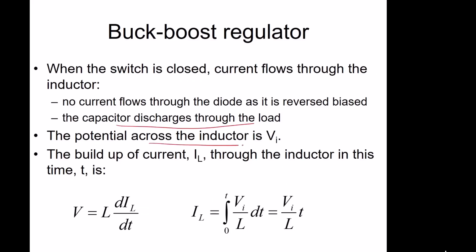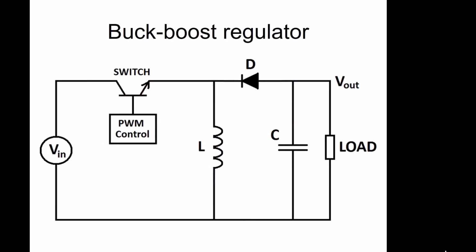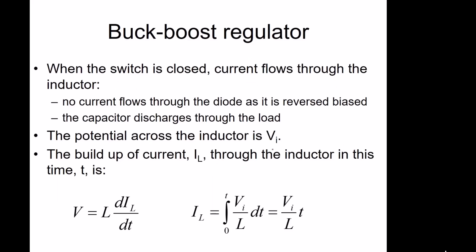The potential across the inductor is VI. So this is ground here, so this is 0 volts. This is our input voltage at this point, so this is V in. So the potential drop across this inductor is V in. So same procedure, given that we've got potential across that inductor, we can work out the change in current. So perform the integration and we get a change in current over time t of VI over L times T.